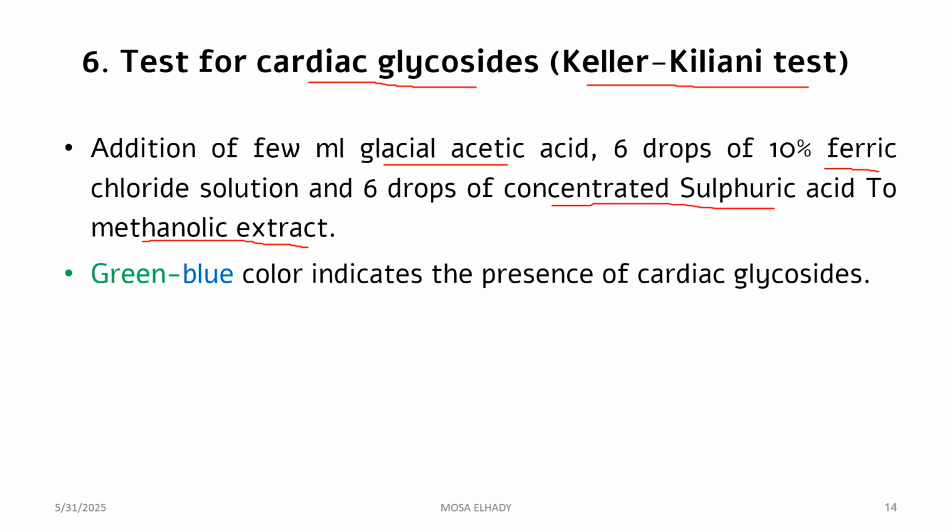All these three reagents constitute the Keller-Kiliani reagent. So Keller-Kiliani consists of three reagents: glacial acetic acid, ferric chloride, and concentrated sulfuric acid. In the interpretation step, we note the color change to green or blue, which indicates the presence of cardiac glycoside in the plant extract.